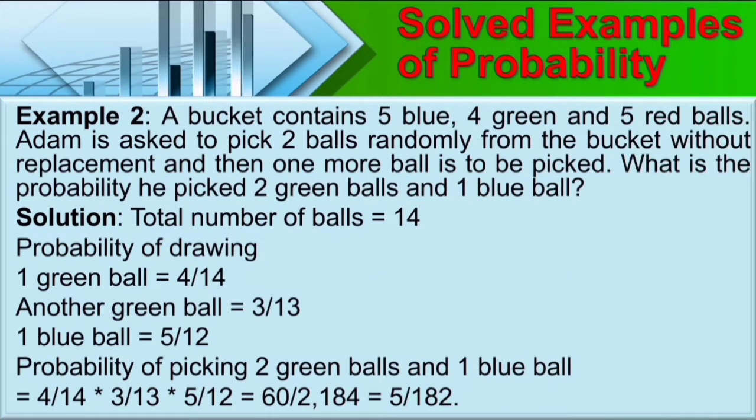A bucket contains 5 blue, 4 green and 5 red balls. Adam is asked to pick 2 balls randomly from the bucket without replacement, and then 1 more ball is to be picked. What is the probability he picked 2 green balls and 1 blue ball?